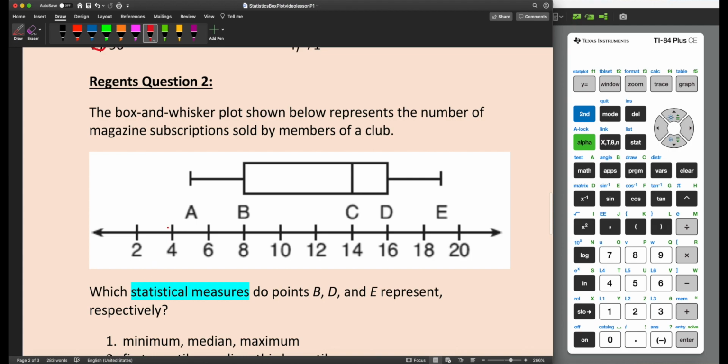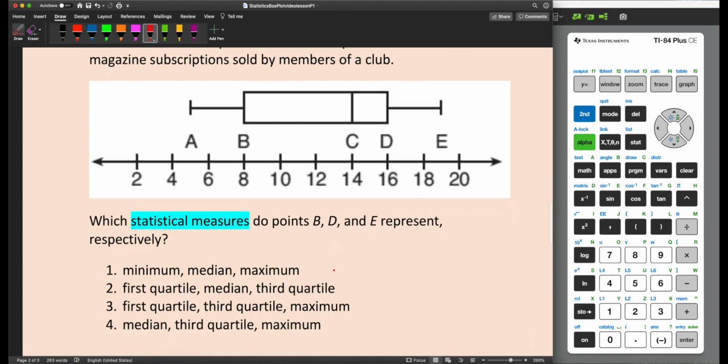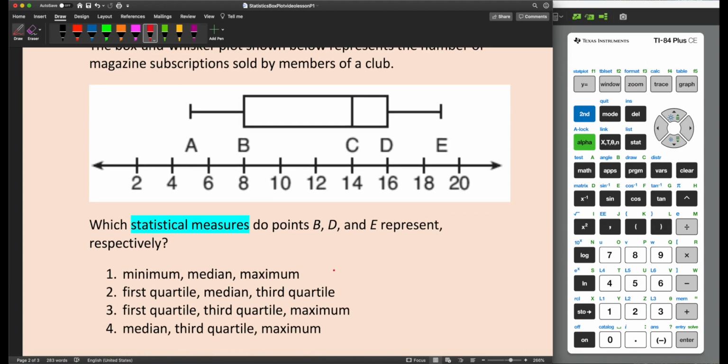Second question. Now, in the older Regents exams, it used to be called the box and whisker plot. Guys, it's the same thing as a box plot. So the box and whisker plot shown below represents the number of magazine subscriptions sold by members of a club. And now it says right here, which statistical measure do points B, D, and E represent respectively? So you have to find 3 different measures, but that's okay. Here's B. Well, that's Q1. Then they wanted D. Well, here's D. That's Q3. And you could write on the diagram on the Regents, guys. You're allowed to do that. And then it says E. We know E is your max.